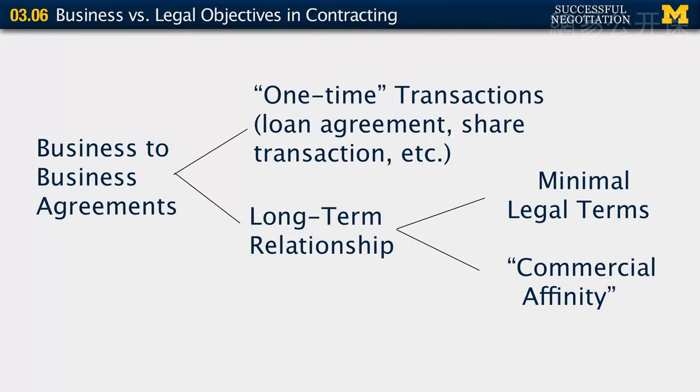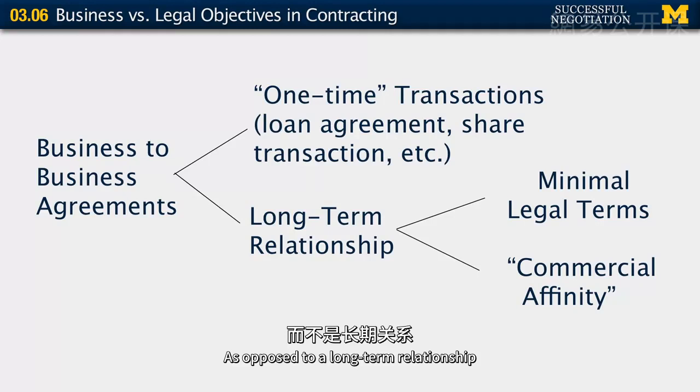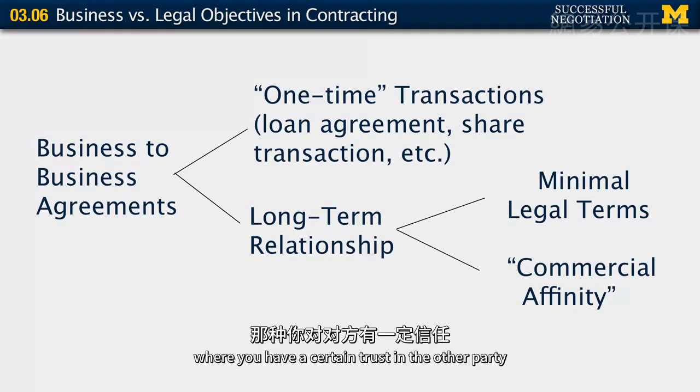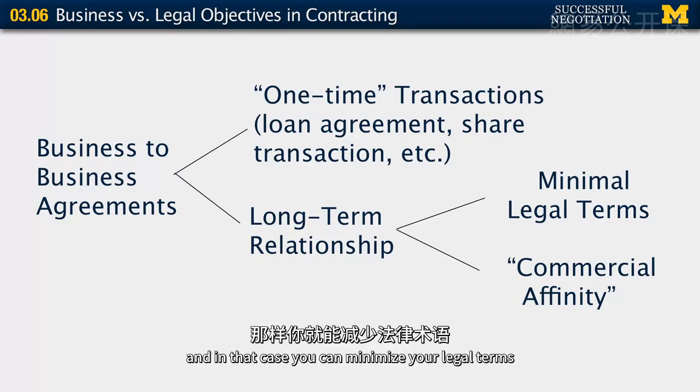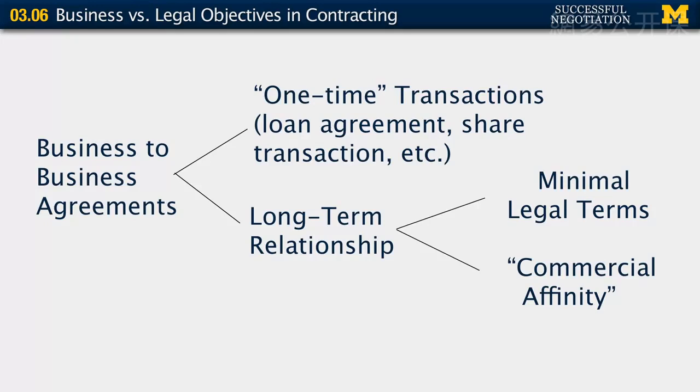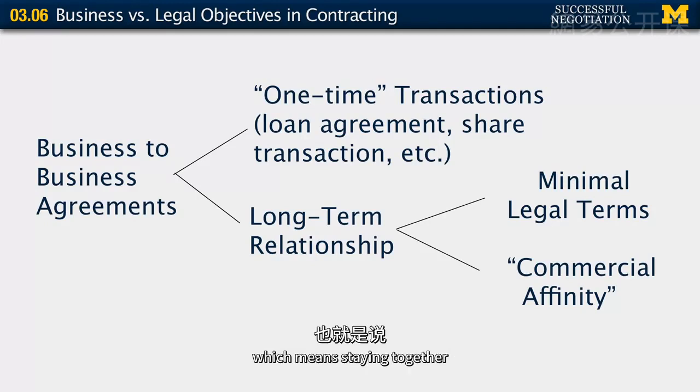estate, in which case you probably do want a more detailed contract, as opposed to a long-term relationship where you have a certain trust in the other party. In that case, you can minimize your legal terms, and you can rely on what the Scottish lawyers call commercial affinity, which means staying together for as long as it makes sense. In the long-term relationship, then you can rely more heavily on trusting the other side.